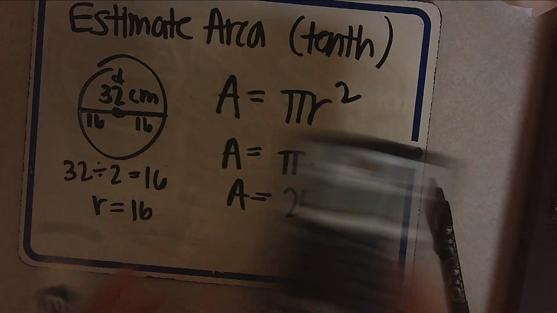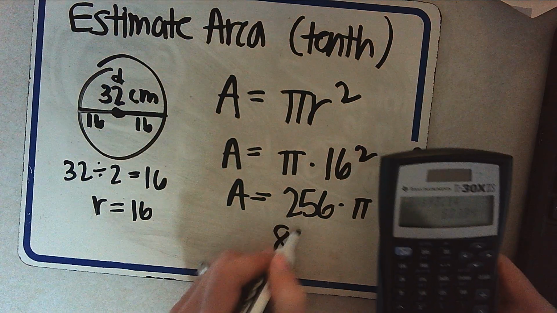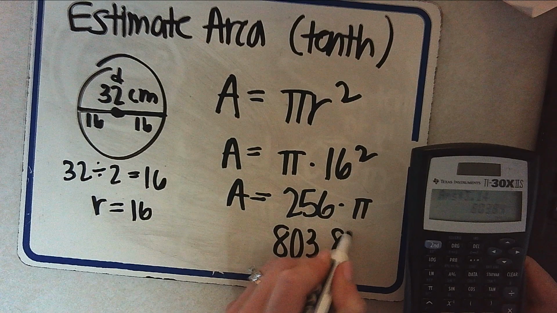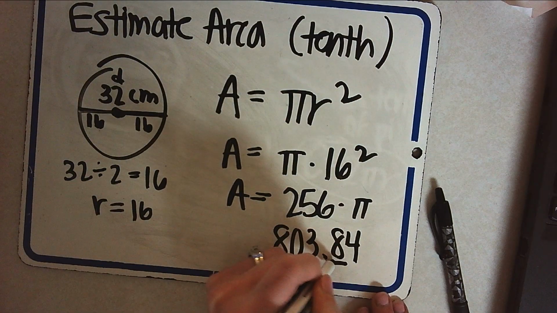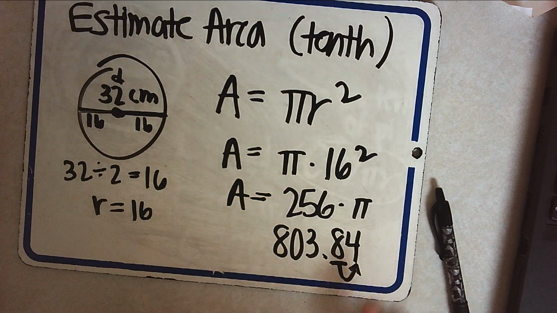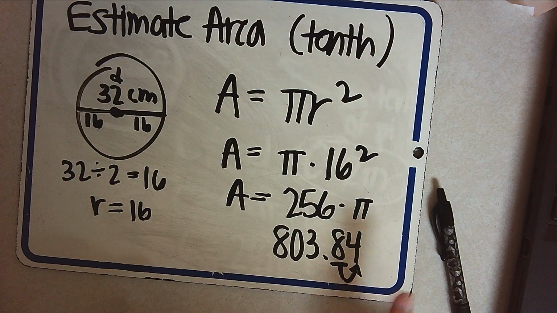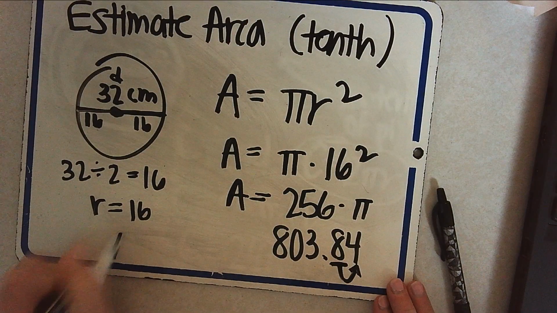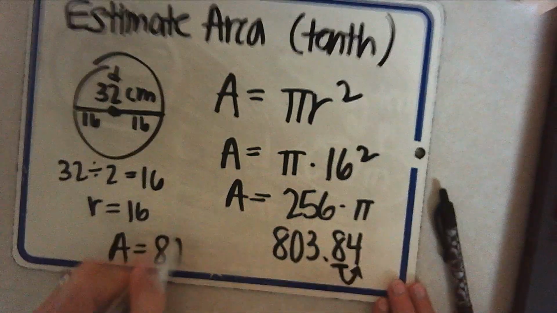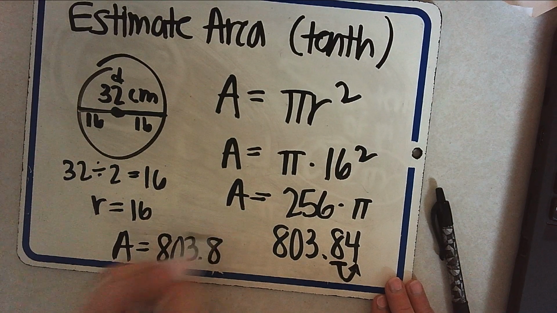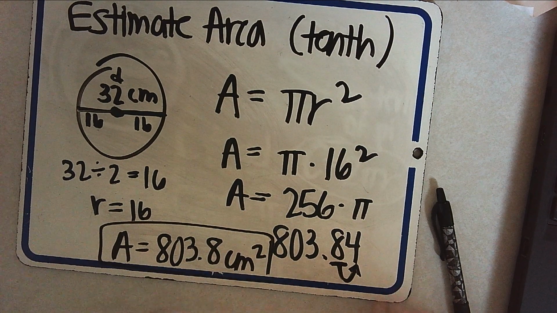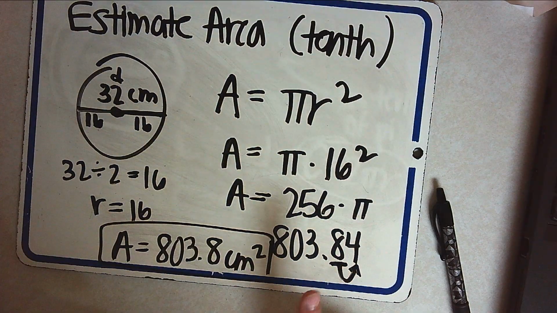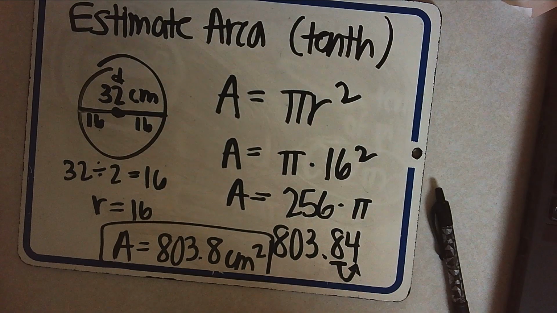And then that gives us 803.84. To round that to the nearest tenth, I'm underlining the 8 in my tenths place. It looks one place to the right. The 4 tells my 8 to stay the same. And so my area for this circle is 803.8 centimeters squared. So this is my area for this circle.